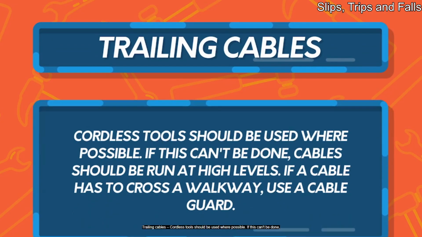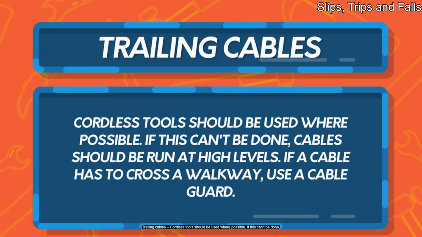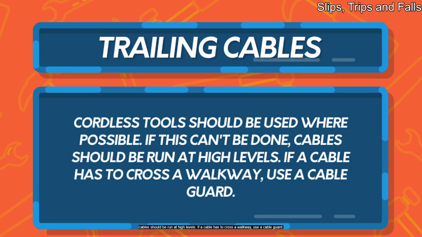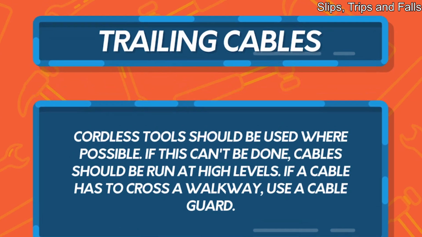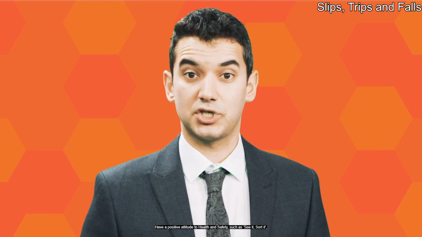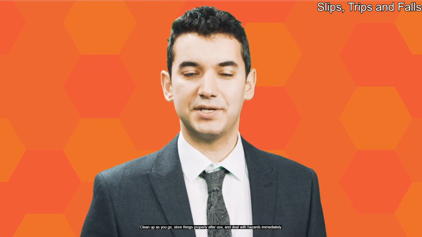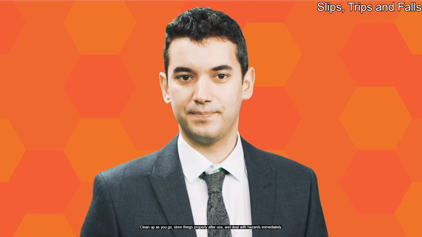Trailing cables. Cordless tools should be used where possible. If this can't be done, cables should be run at high levels. If a cable has to cross a walkway, use a cable guard. Have a positive attitude to health and safety, such as see it, sort it, clean up as you go, store things properly after use, and deal with hazards immediately.